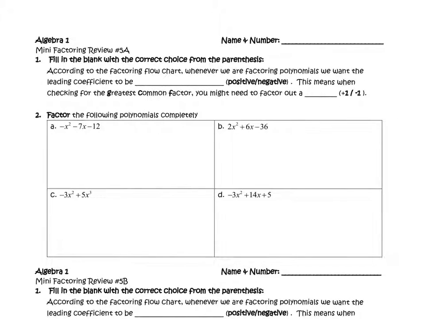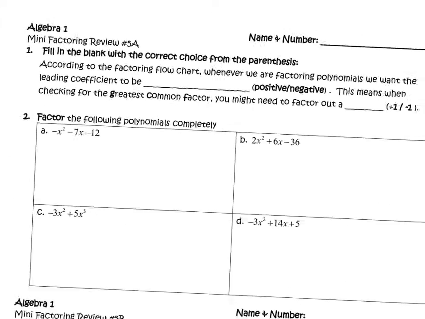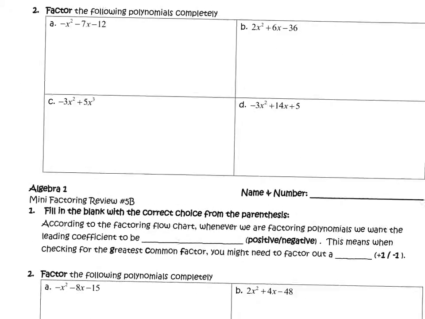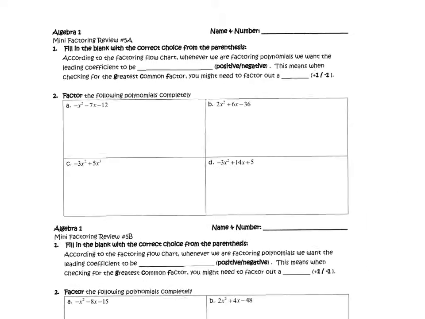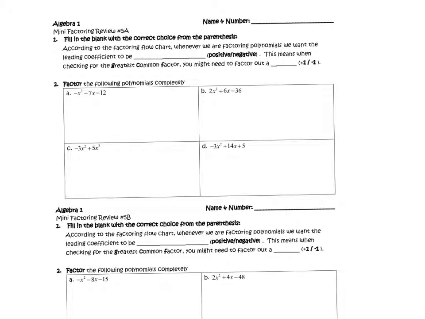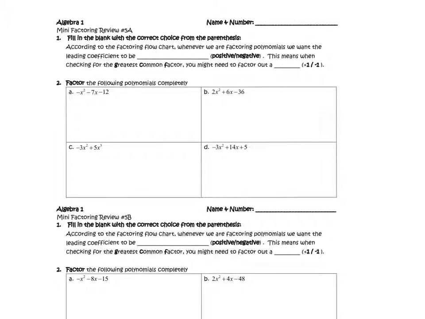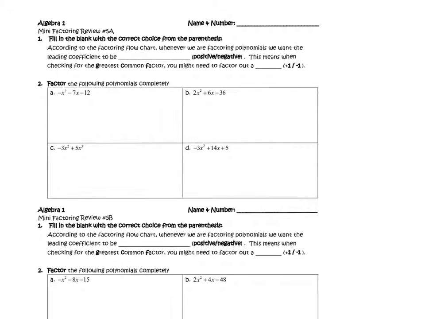So today's factoring review has two versions. There's a version A given in class, as well as a version B given in class. So the first question for both versions was the same. After you watch that first question, feel free to jump ahead to the next version. I'm going to start with the questions in A, and then I'll move to question B.